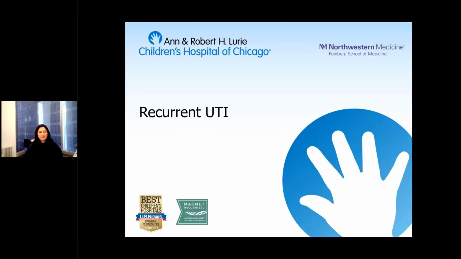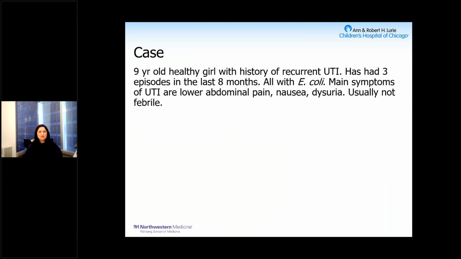All right, so I'm going to now go into recurrent UTIs. So consider this particular case. I'm sure that this is something that you will see very commonly. This is a 9-year-old, otherwise healthy girl, and she doesn't have any urologic abnormality per se, and she has a history of recurrent UTIs where she gets 3 episodes in the last 8 months. All of them are E. coli, so pretty much the same organism. Main symptoms of UTI are lower abdominal pain, nausea, dysuria, and usually she is not febrile with these episodes.